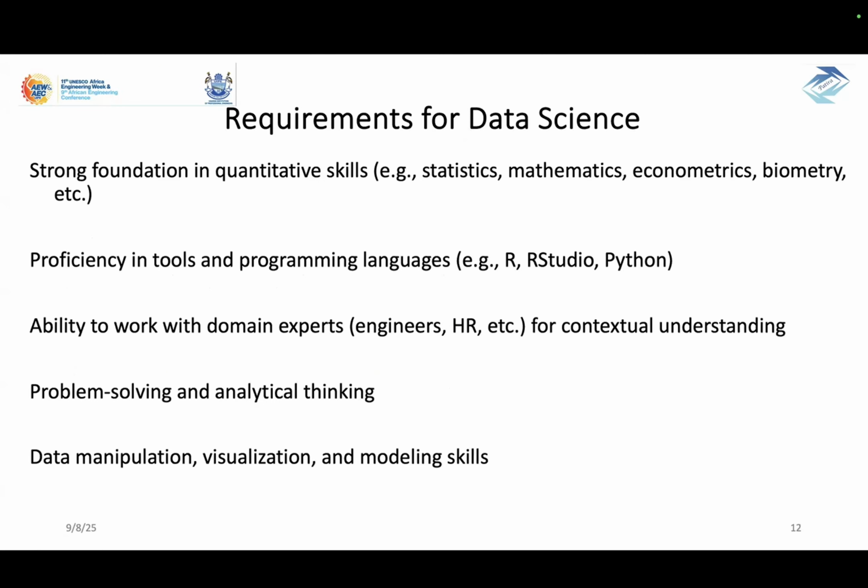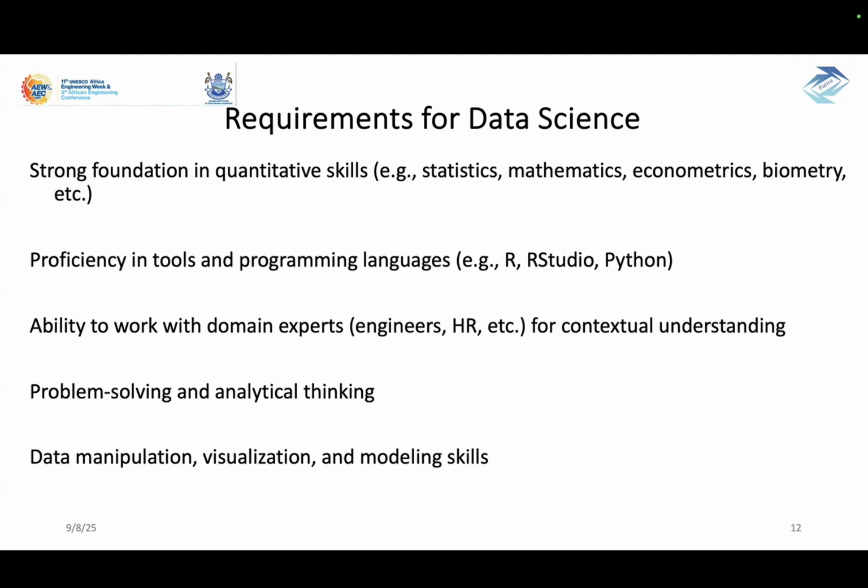So what are the requirements of data science? You have to have a strong foundation of quantitative skills. Engineers already have that: statistics, mathematics, econometrics, biometry. Proficiency in tools and programming languages. We're going to use R and RStudio here. I don't know how many already installed, but we're going to use R and RStudio. Why? Because it's open source. There's a steep learning curve, but if you practice, it's going to help. We're going to use that.